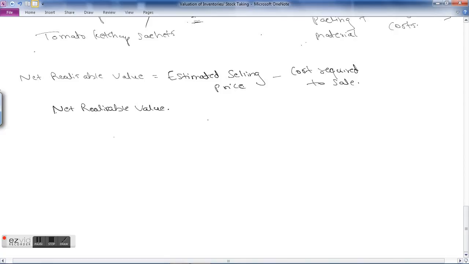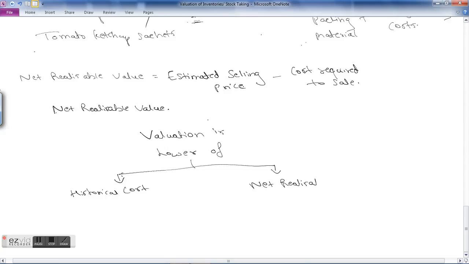Okay, so whenever the inventory is valued, valuation of inventory is lower of two things, historical cost and net realizable value. Okay, now there is no unique formula to determine the historical cost. There are various methods in accounts wherein we calculate the historical cost of inventory. So we'll be seeing all the accounting methods to calculate historical cost of inventory.